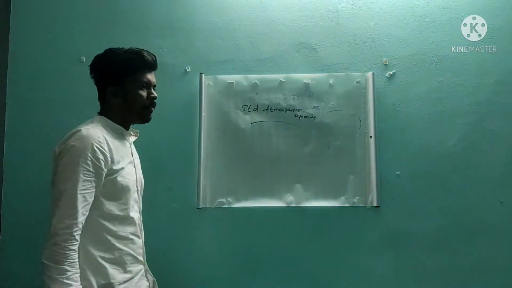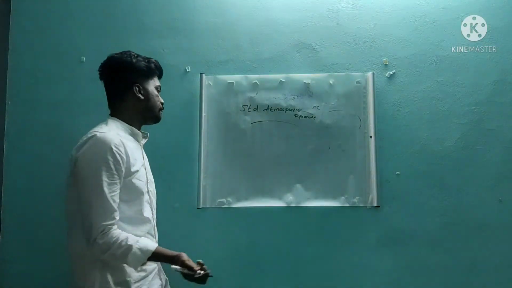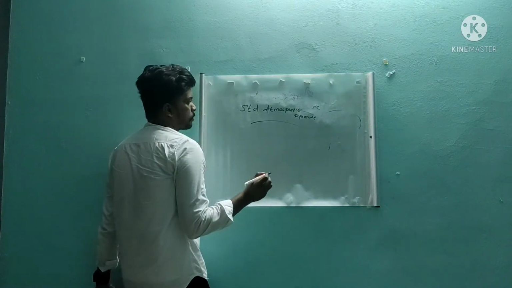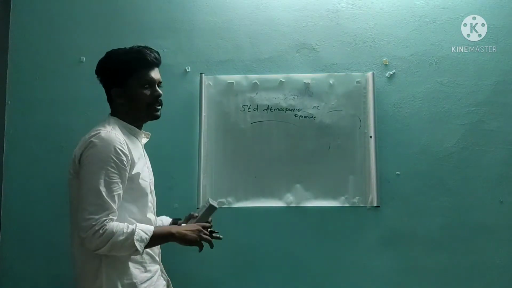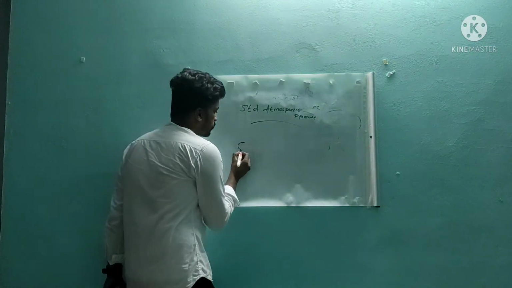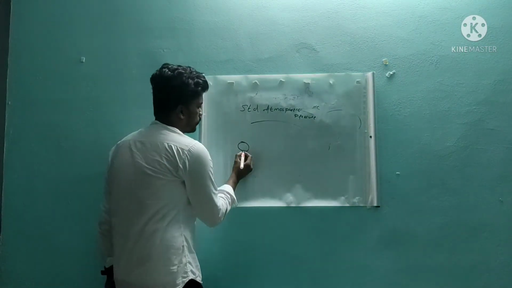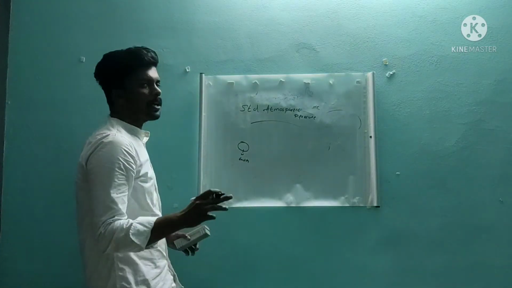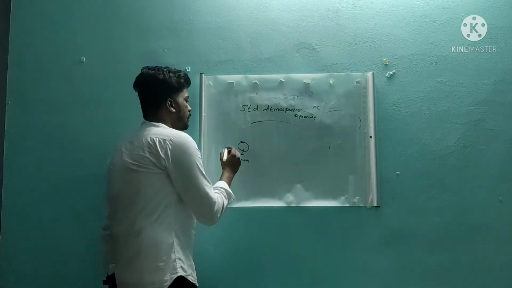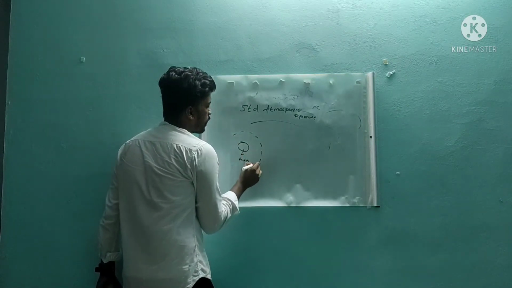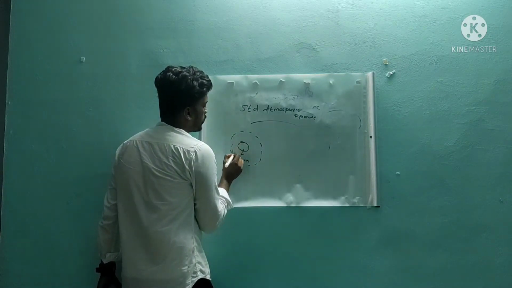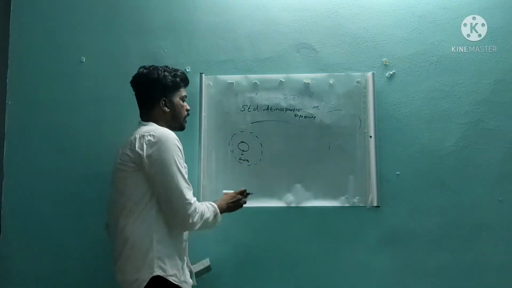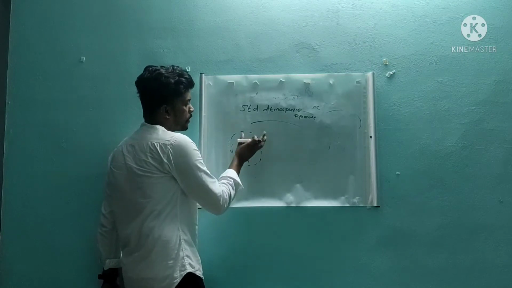We have already studied atmospheric pressure, all these things. Consider this is Earth. We already know what the atmosphere is. Atmosphere is the envelope of gases around this Earth. This envelope of gases is the atmosphere, surrounding the Earth.